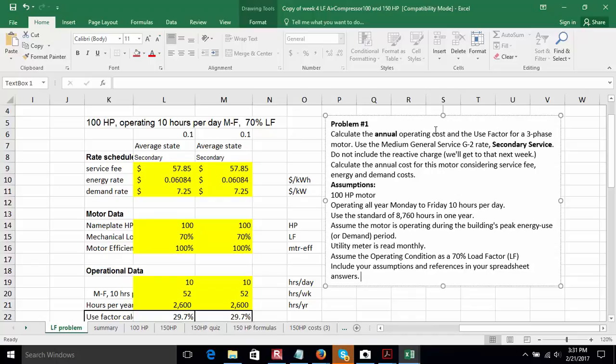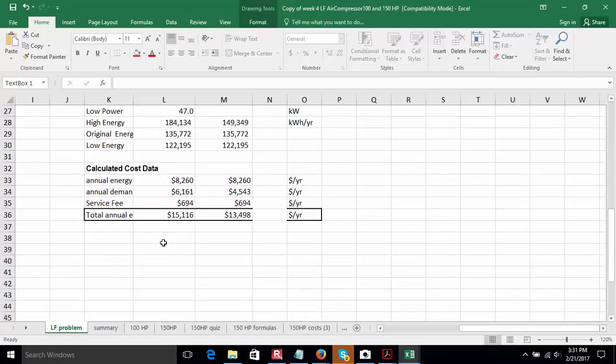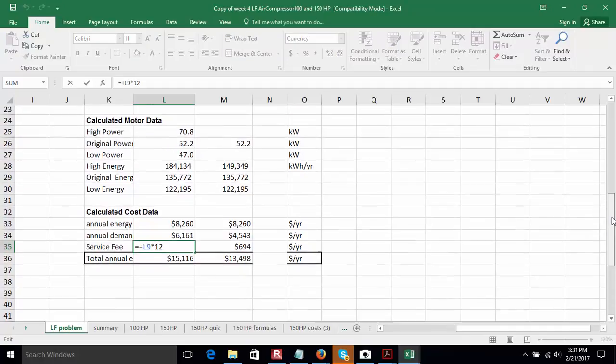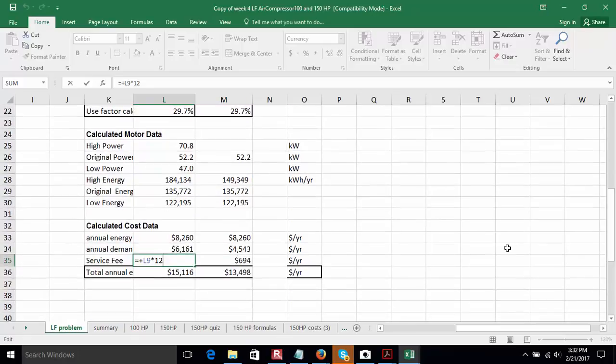Okay, so what we're looking for is the annual operating cost. And if we skip ahead right here, these are the numbers that came out. Somewhere between 15,000 and 13,000. Now in this particular case, we've got a service fee of $6.94. So if we look at L9, this is the monthly service fee of $57.85 that came out of the problem, times 12 is your $6.94. So that's easy.